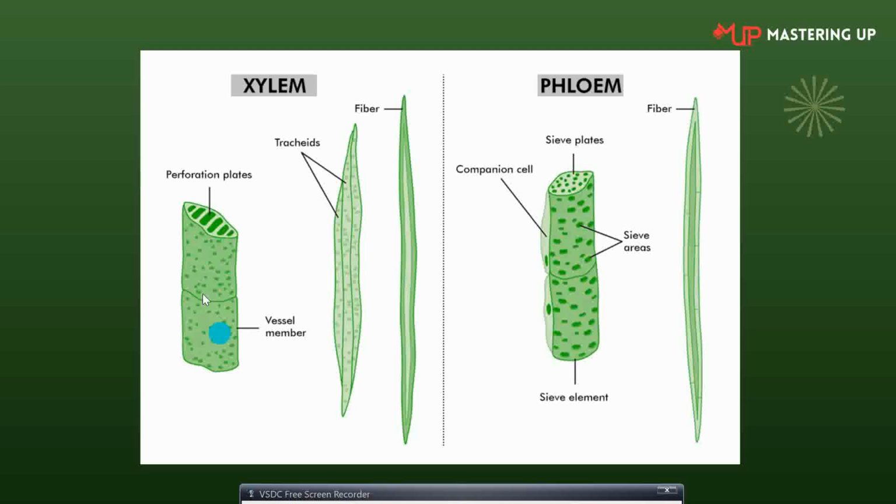So the vessel members are present, tracheids and fibers are present, and in the phloem, companion cells. Here you can see these are the sieve tubes, sieve elements, and these are the companion cells that provide the metabolic support. And these are fibers present. Fibers, tracheids here, and we have sieve tube and companion cells. So these are the structure of xylem and phloem. So that was with the permanent tissues.